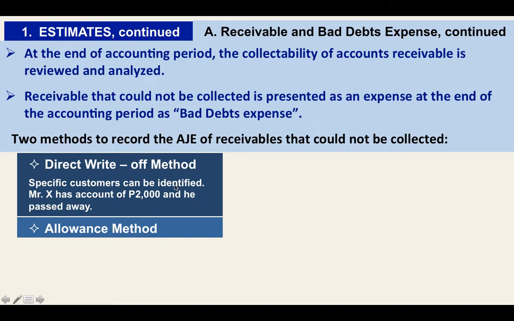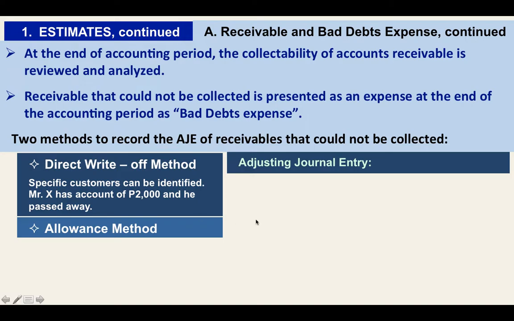Okay. For example, for direct write-off method, specific customers can be identified. Sa mga meron kang receivable, sa mga may utang sa business, pwede mong ma-identify mo sino sa mga customers ko ang hindi makakabayad. So in this case, in our illustration here, Mr. X has an account of 2,000 and he passed away. So in this case, yung situation kay Mr. X, si Mr. X may utang sa business, pero wala na siya. So obviously, mahirap na, wala nang magbabayad ng utang niya. So in this case, you were able to identify Mr. X. So you can use direct write-off method kasi you can specifically identify the customer.